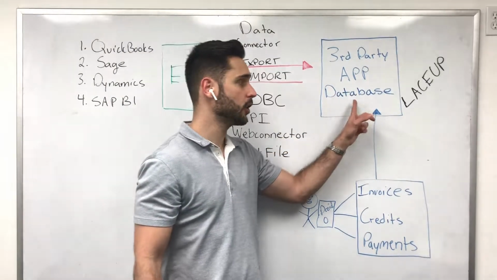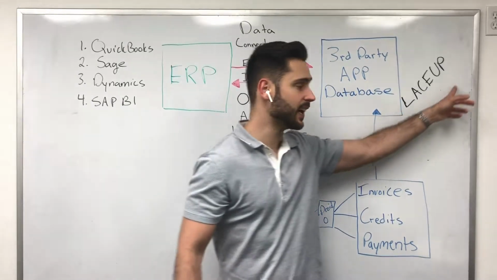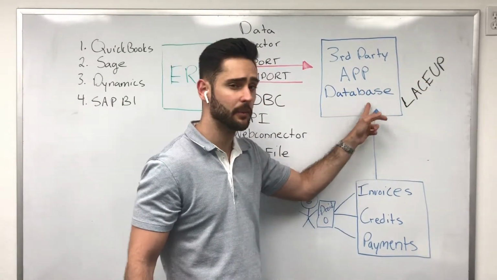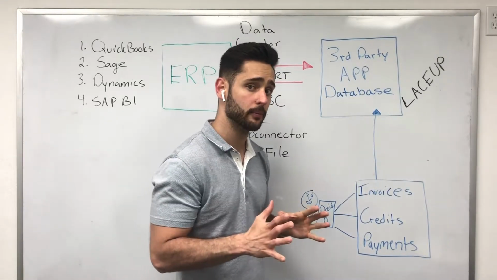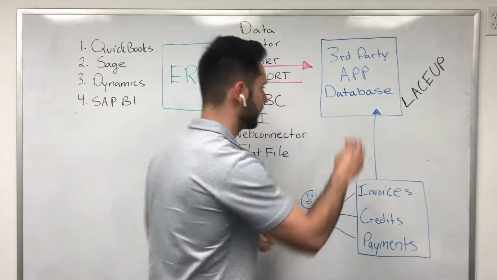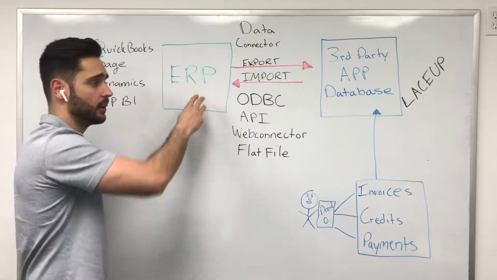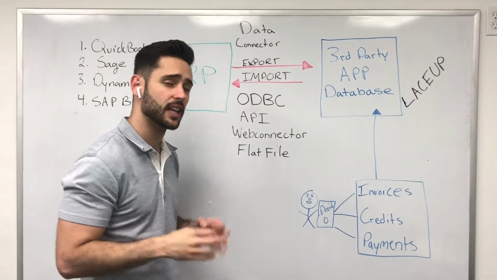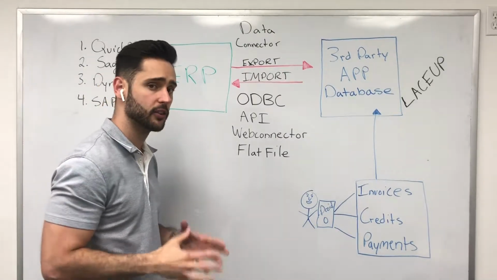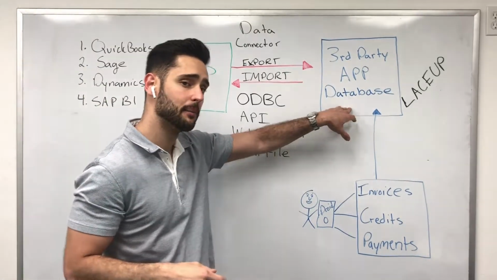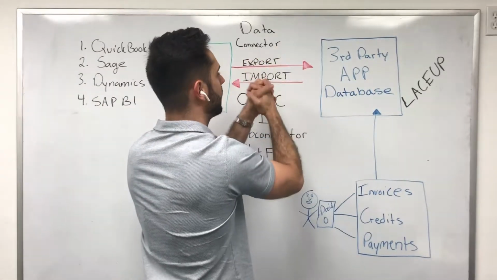Over here, we have our third-party application database. In this case, something like LaceUp would have their database over here, and this database is normally hosted on a server. Now, in order for this integration to work, the third-party application must interact with the ERP. In order to do that interaction, here's where the magic happens. The ERP system traditionally offers a tool that the third-party database can communicate with. Essentially, you have these two databases communicating with one another.